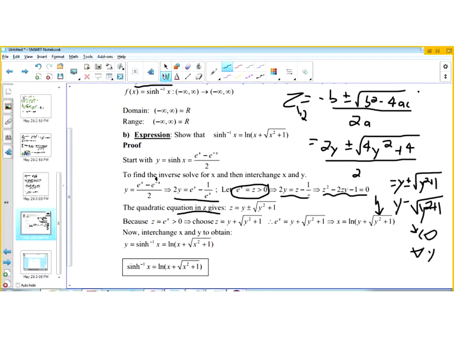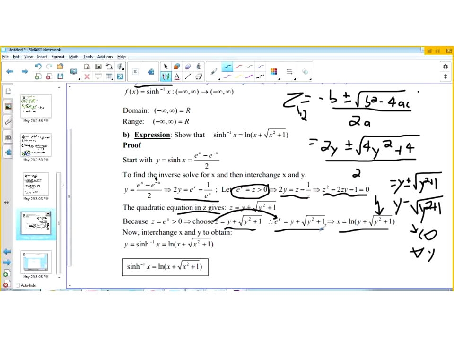So reject, that's the reject symbol. And so we have only one choice for z, which is right here. Next we just replace z with its definition, which is e to the x. Then to solve for x, we just take the natural log of both sides, and so now we have x is equal to that. Okay, so that's the inverse.